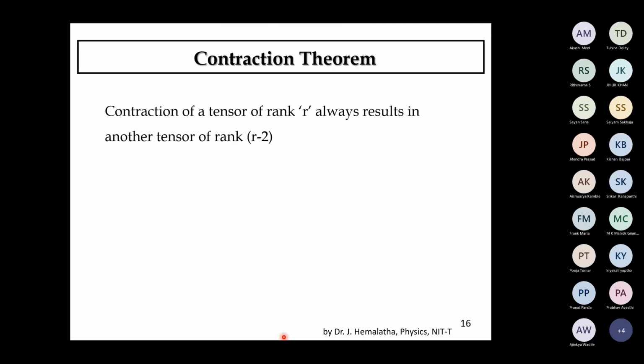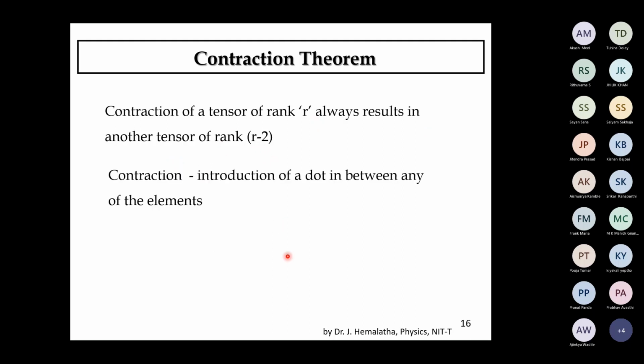Contraction theorem. Contraction of a tensor of rank R always results in another tensor of rank R minus 2. This is an important theorem, another important theorem in tensor. Contraction of a tensor of rank R results in another tensor of rank R minus 2. What is contraction first of all? Contraction is introduction of a dot, meaning dot product, in between any of the elements involved. If 2 tensors are involved, then introducing a dot.